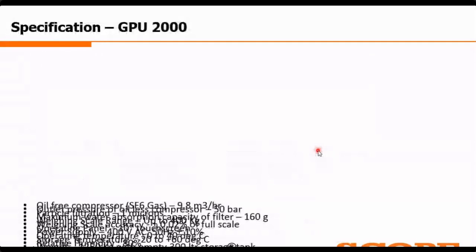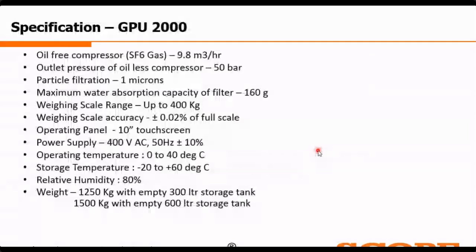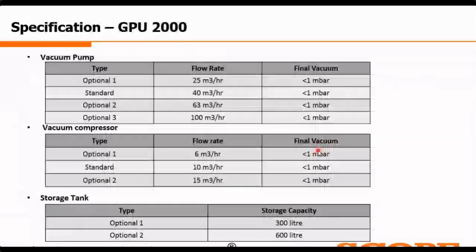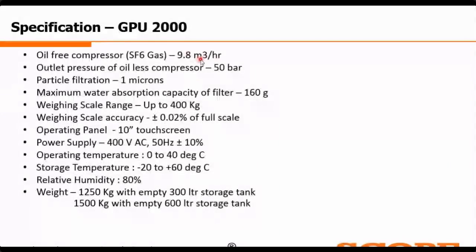Talking about the specification, the one thing we missed in the previous slide was the main compressor, which is an oil-free compressor giving 9.8 meter cube per hour. The outlet pressure of the compressor is almost 50 bar, so it can withstand high pressure. The particle filtration is 1 micron, as I have already told you. The filter has a water absorption capacity of up to 160 gram. We have a weighing scale for precise filling by weighing technology, and it has some accuracy.